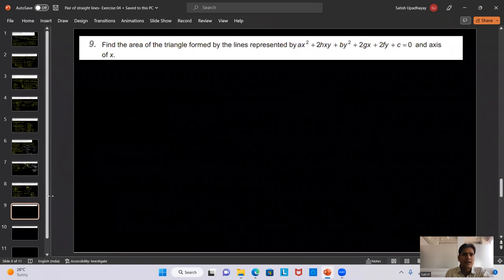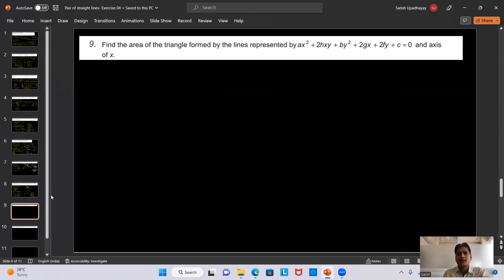Now let's see question number 9. Find the area of the triangle formed by the lines ax square plus 2hxy plus by square plus 2gx plus 2fy plus c equal to 0 and the axis of x. So basically this is the general second degree equation. We have to find the area of the triangle formed by these lines.